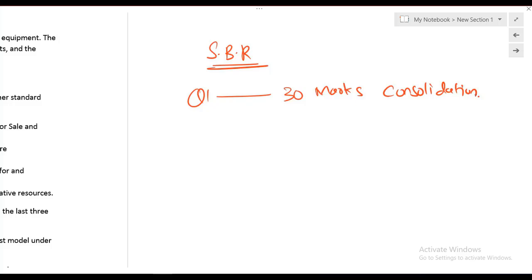So now the question is, are SBR consolidation questions difficult as compared to P2? The answer is no, they are not difficult. If you have a really good command on consolidation, then obviously questions will not disturb you at all.